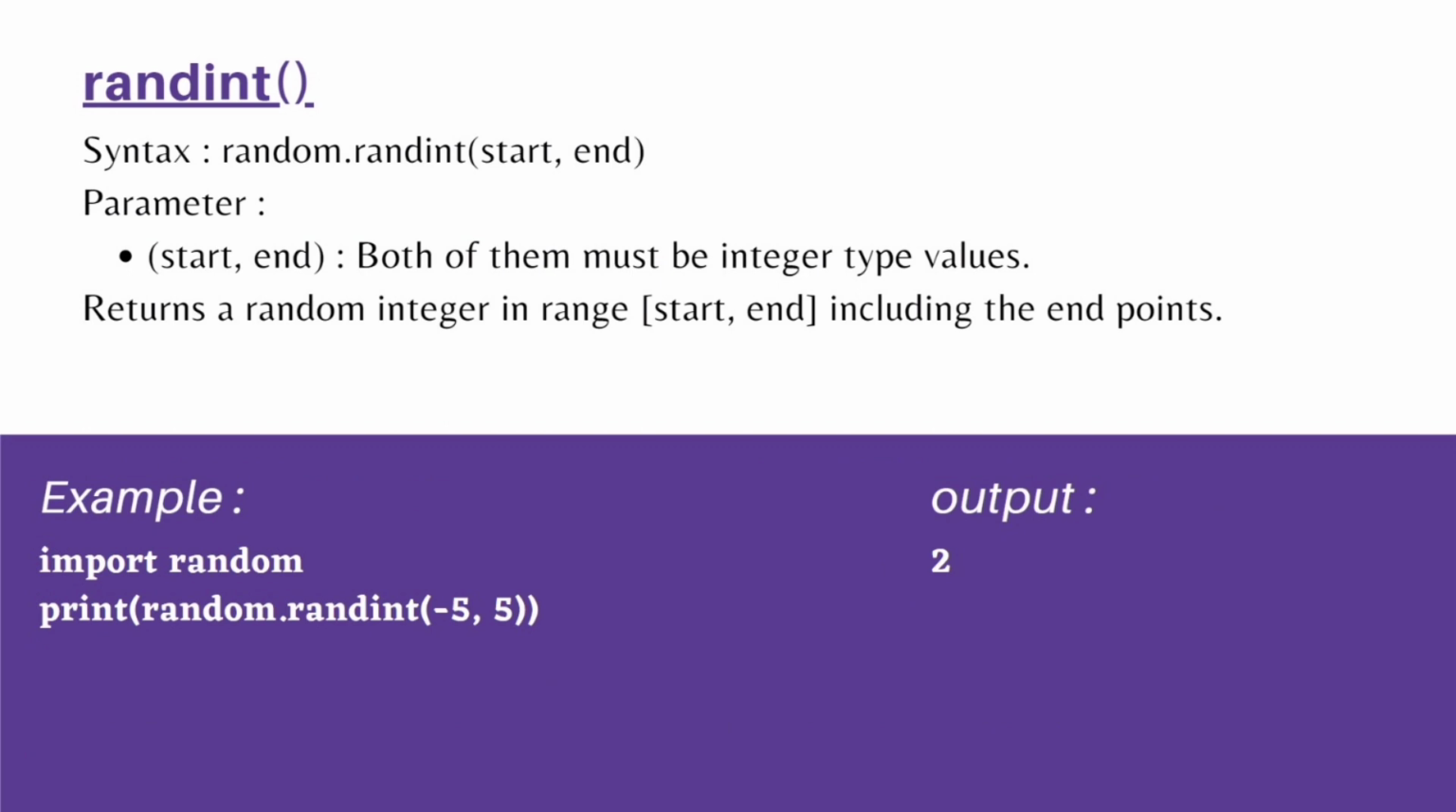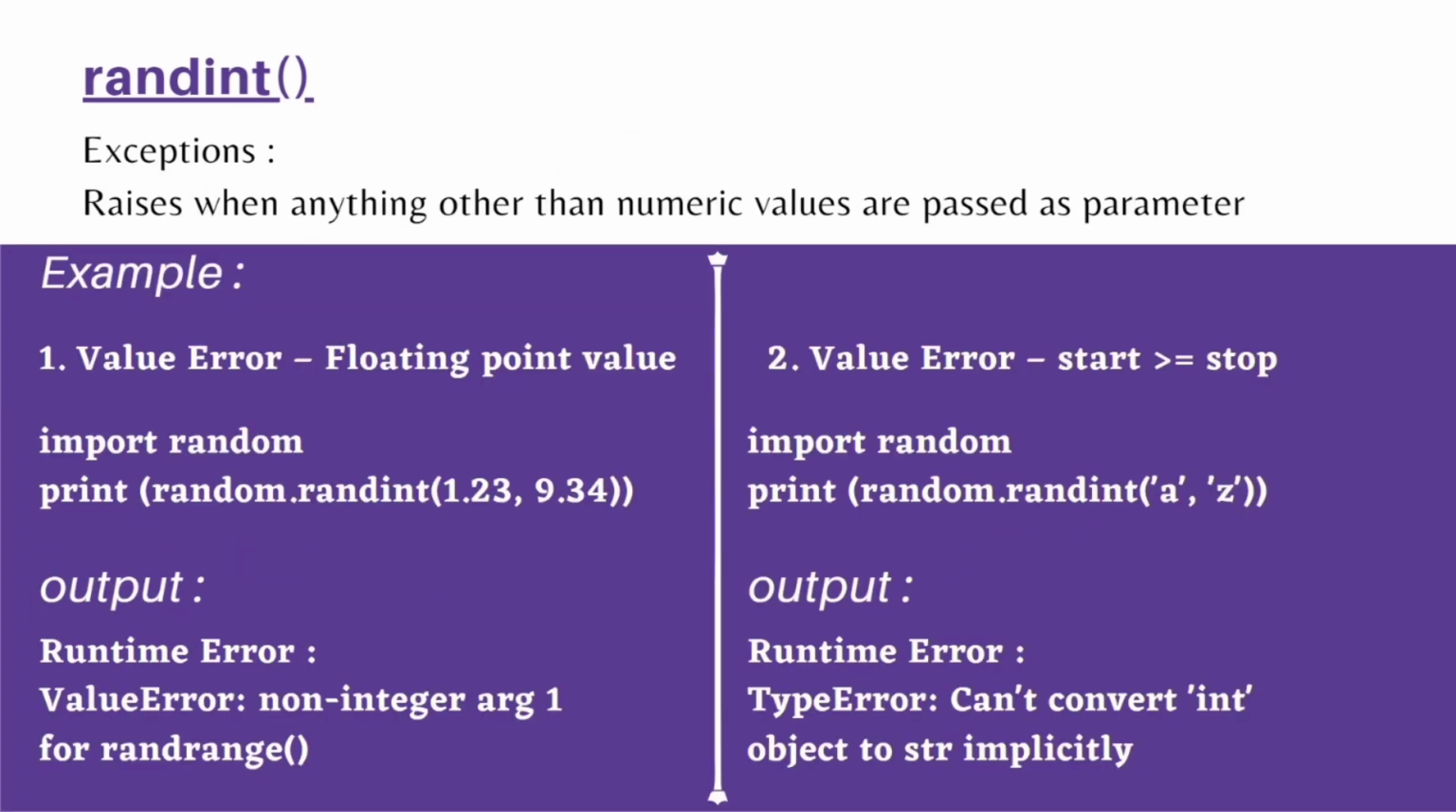Randint. Syntax: random.randint(start, end). Parameters start and end: both of them must be integer type values. Returns a random integer in the range start to end, including the endpoints. Randint also has a few exceptions. It raises a ValueError when the parameter passed is not an integer, and it raises a runtime error, that is a TypeError, when the parameter passed is a character other than an integer.